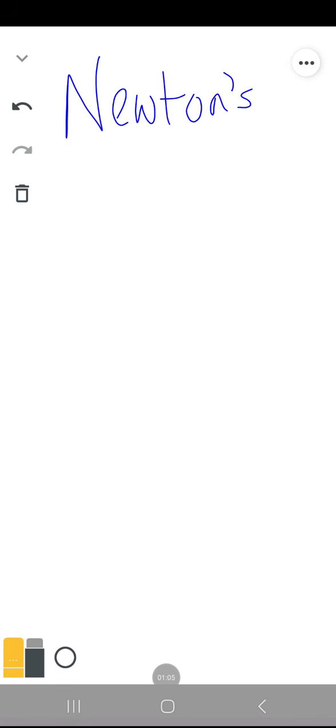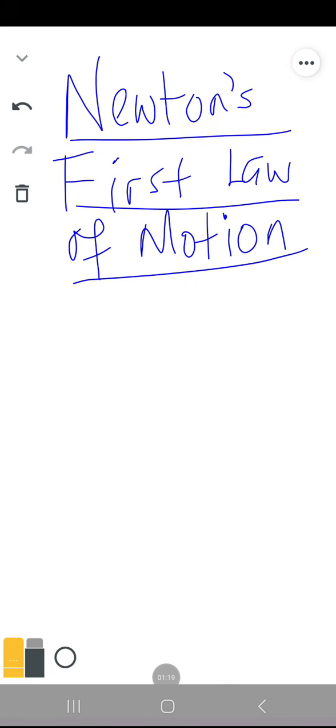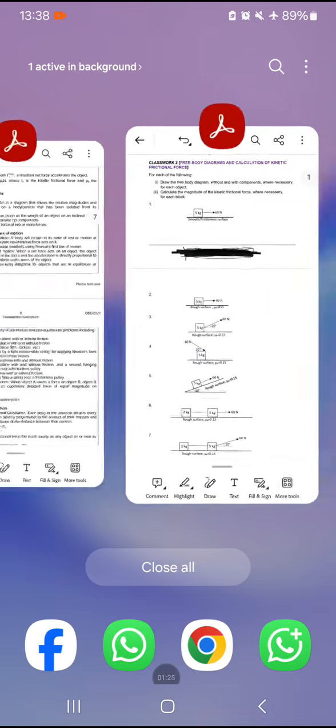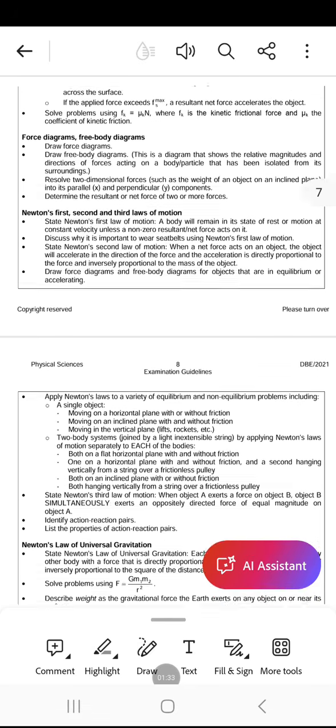So I'm going to open the examination guideline for grade 12, so that we can find Newton's first law of motion. I'm not going to write the definition. The definition is already given in the examination guideline, but I'll just try to explain it. Here in the examination guideline, it has the definition.